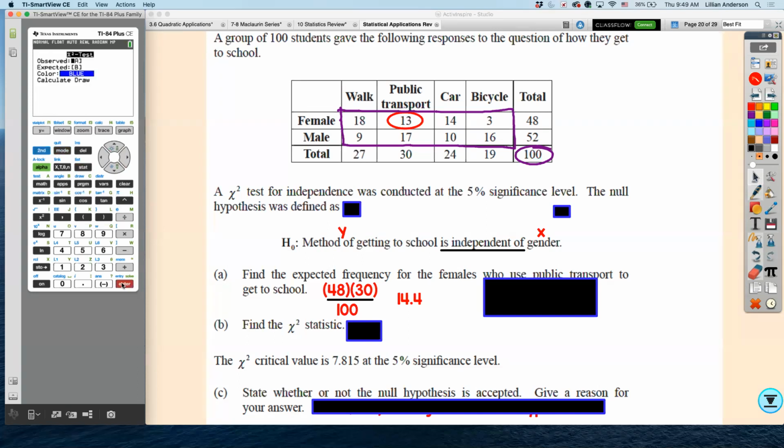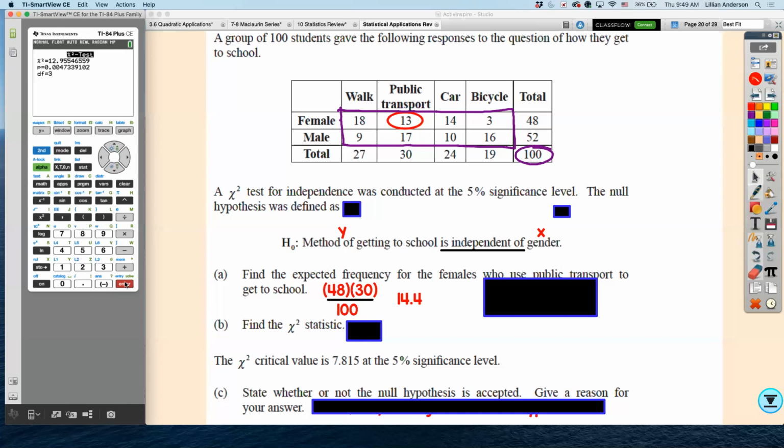When you click enter on C, the data that you just typed in is in your A matrix. Expected will show up in your B matrix once we actually calculate. Color, don't worry about that if you have that option. Just go to calculate. And there's your chi-squared test statistic. There's your p-value. There's your degree of freedom. Okay? So my chi-square test statistic, rounded to 3 significant figures, is what?